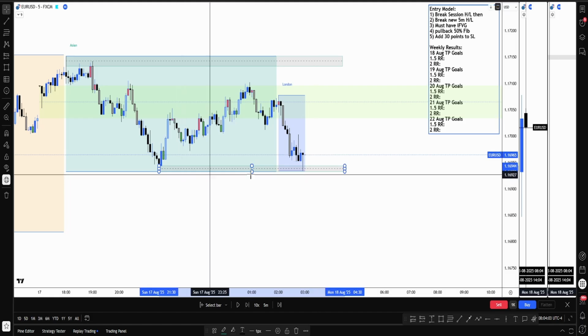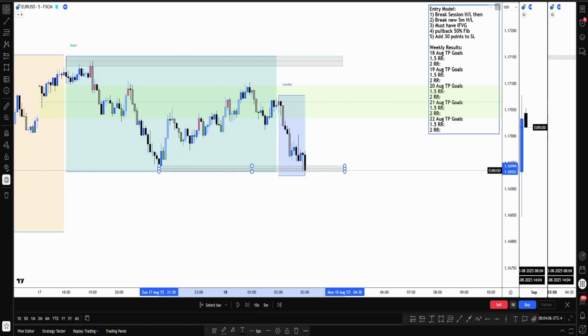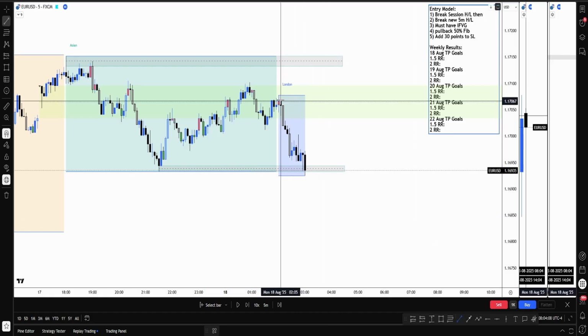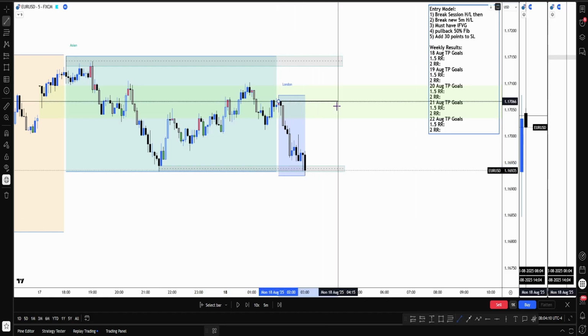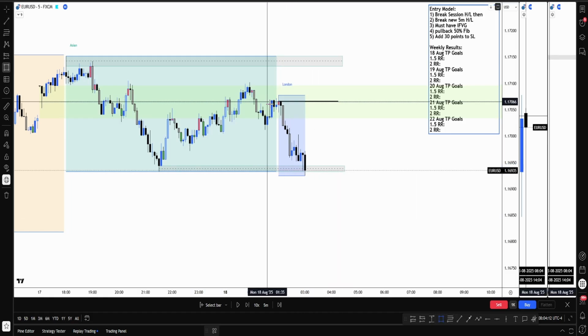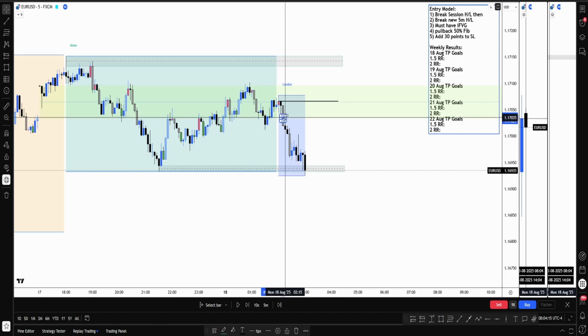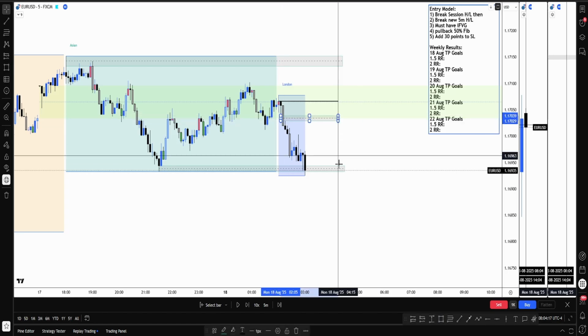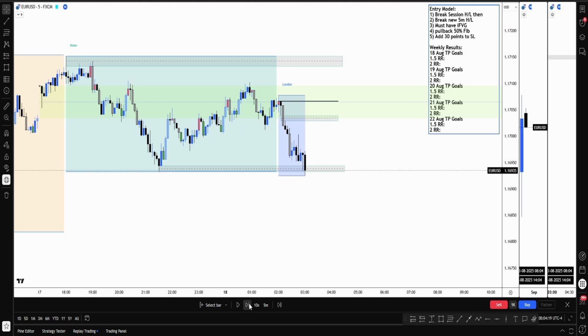Okay, we test the bottom, so now we're gonna look for a buy. Okay, so the most recent high would be that, because we are waiting for a break of a fair value gap. All right, let's move forward.